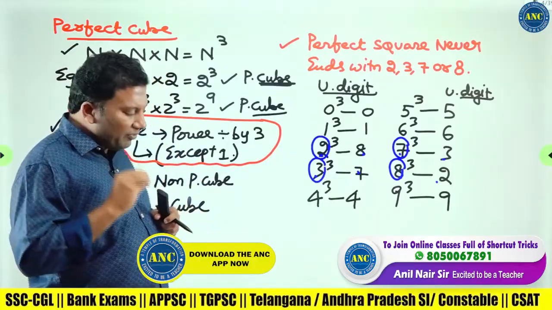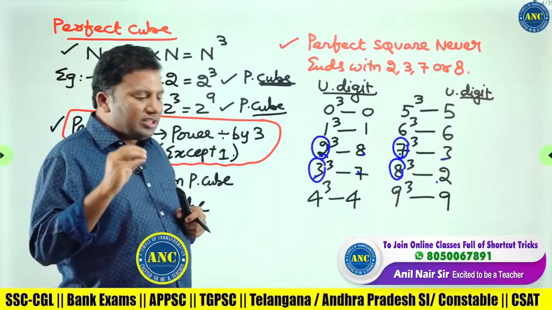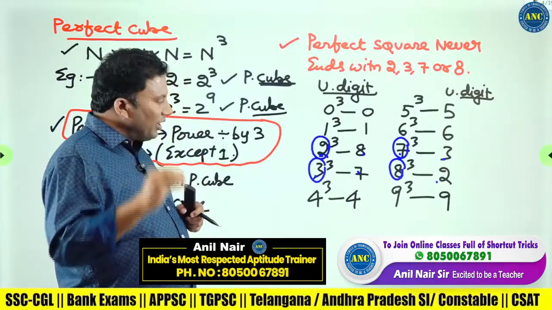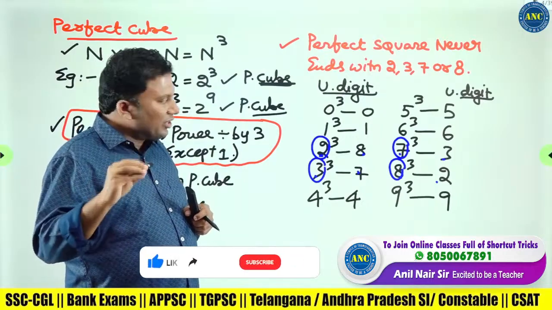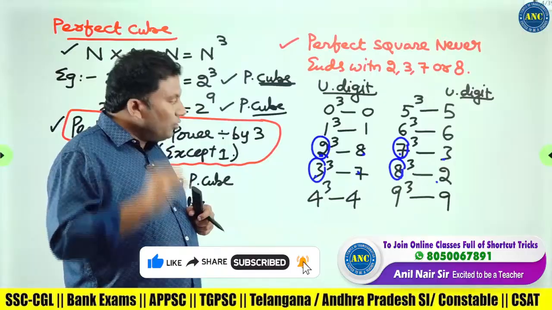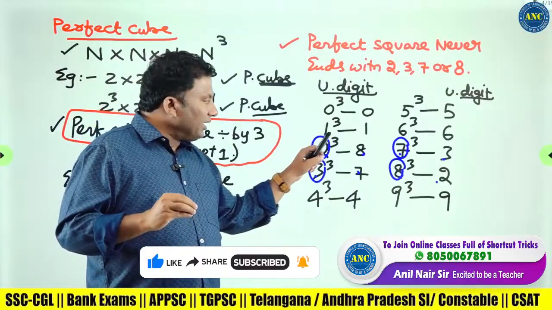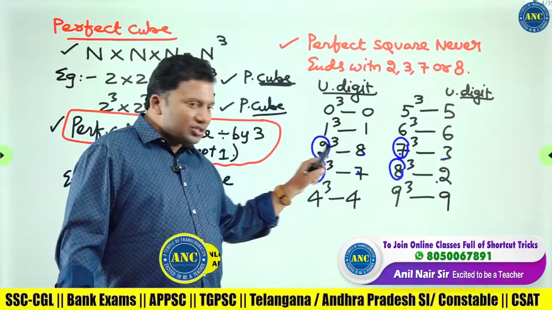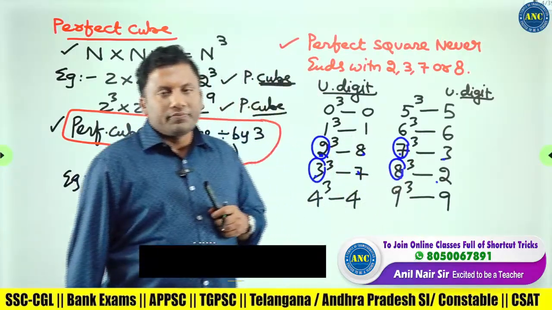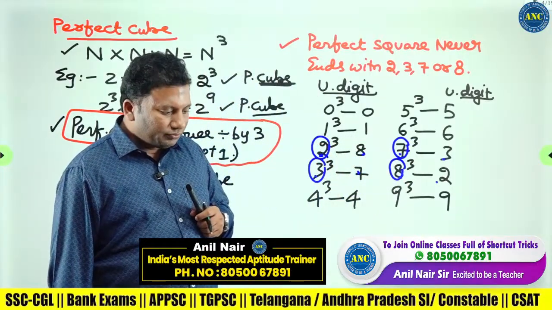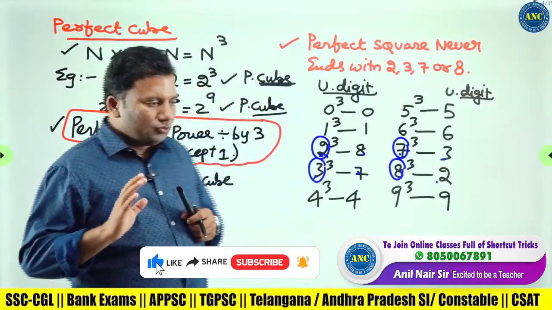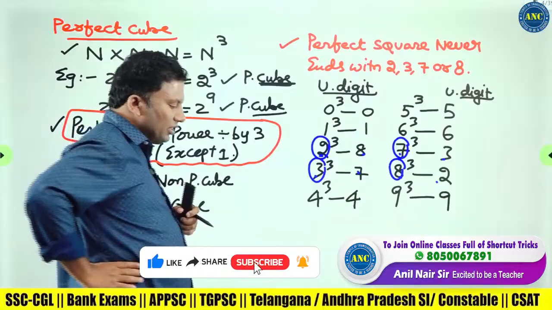Yes. A perfect square never ends with 2, 3, 7 or 8. For the other numbers, 0 cube 0, 1 cube 1, 4 cube 4, 5 cube 5, 6 cube 6, 9 cube 9. The unit digit for 2 cube will be 10 minus 2, 8; 10 minus 3, 7; 10 minus 7, 3; 10 minus 8, 2. You write down in the language you understood it.